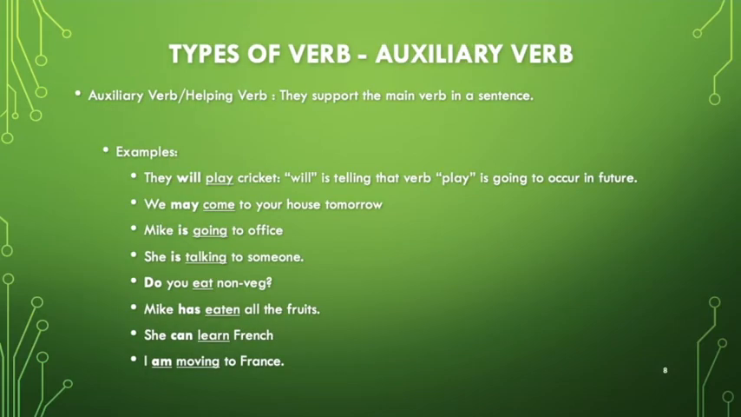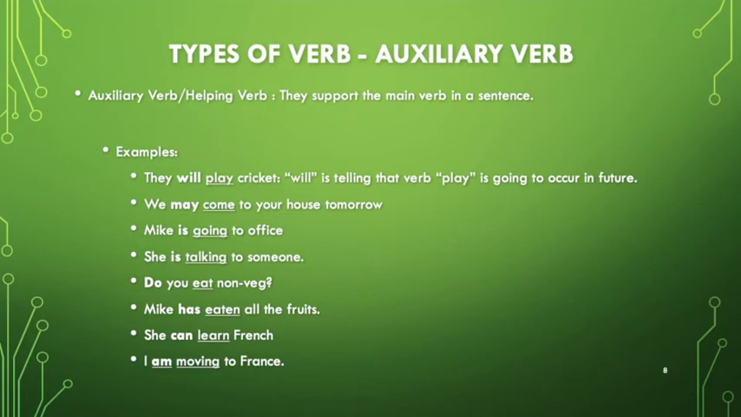And now let's move to auxiliary verbs. Auxiliary verbs, which are also helping verbs, support the main verb in a sentence. So linking verbs are the main verbs in a sentence. Auxiliary verbs or helping verbs are not the main verb in a sentence. Instead, they support the main verb in any sentence.